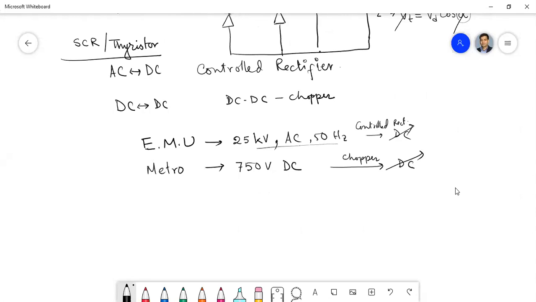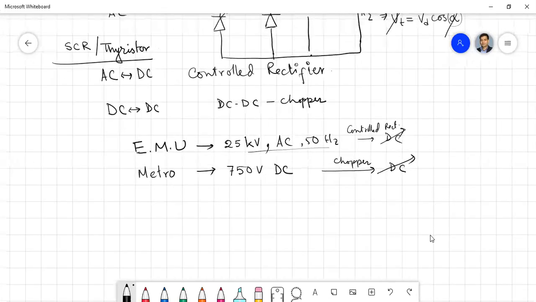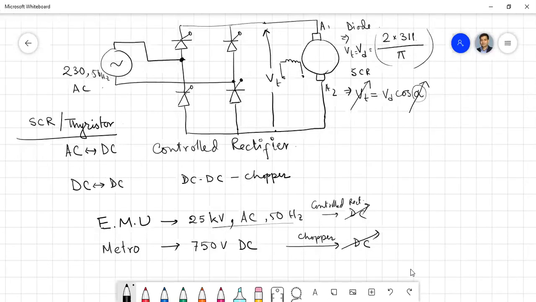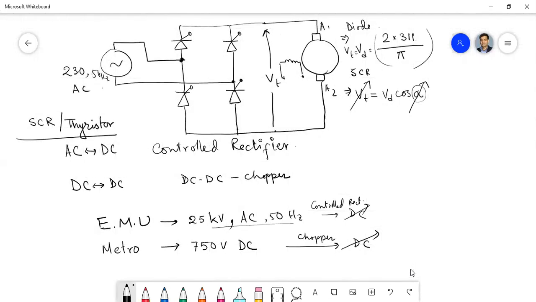Any question? Yes. Have you understood this part?